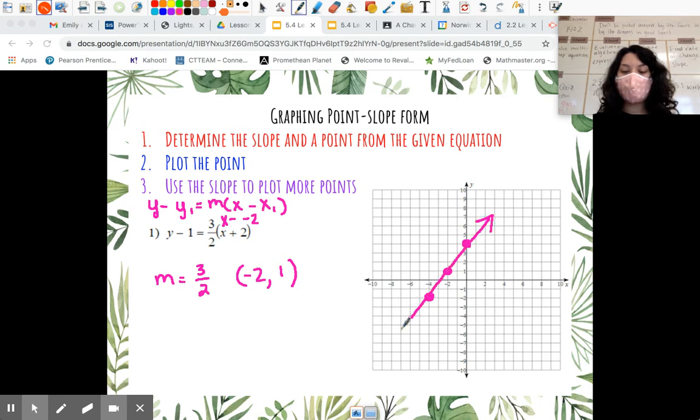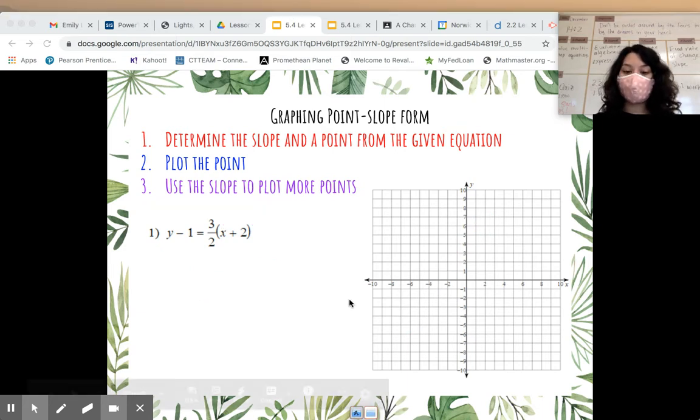And then we connect with a line with arrows on the end. You have to have the arrows because this is a line, not a ray, and not a segment. And that's all we do. We identify the slope and the point, plot the point, and use the slope to plot 2 more points. Let's do another.